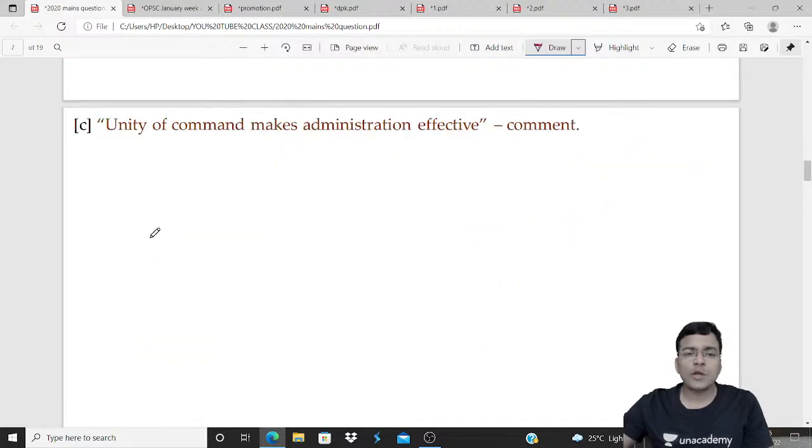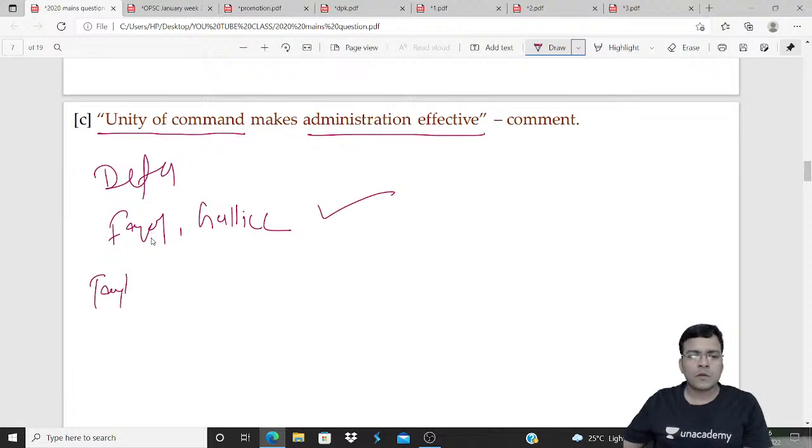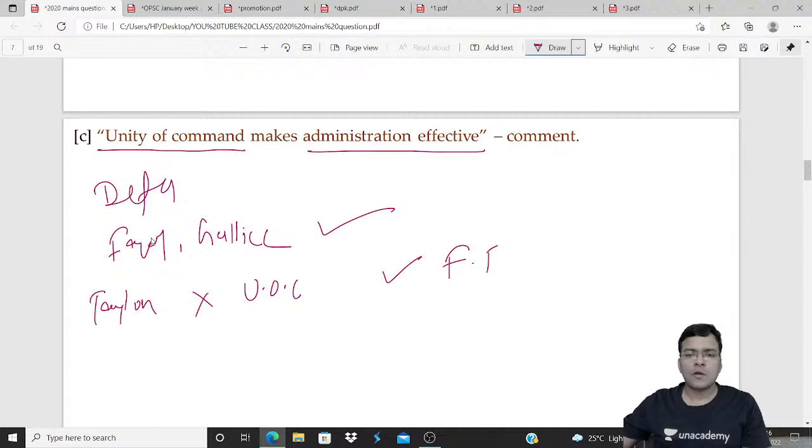So next question: unity of command makes administration effective. Yes. So here you need to write about what is unity of command, definition. After that, Fayol, Gulick, they promote unity of command. Taylor rejects unity of command by giving his concept of functional foremanship. With his functional foremanship, he has rejected the concept of unity of command.